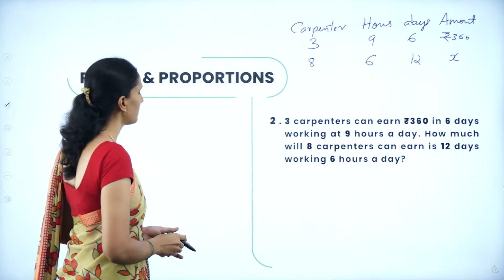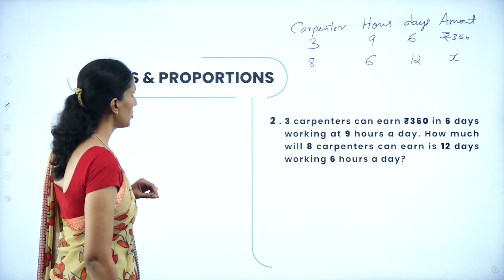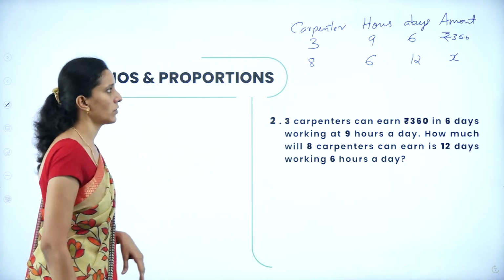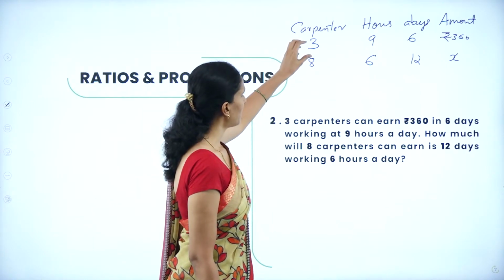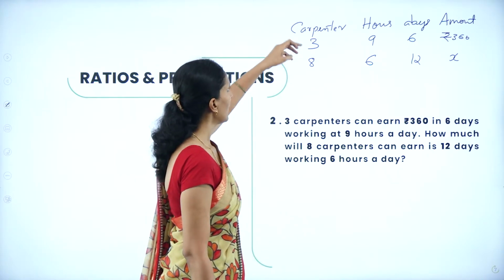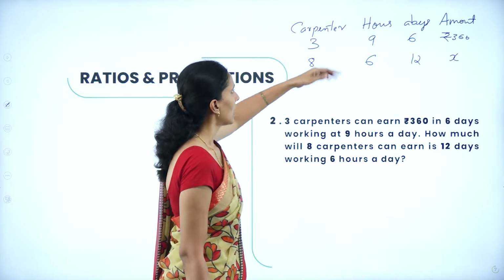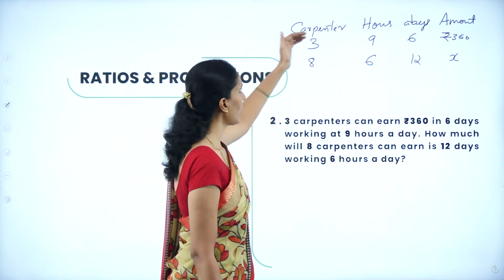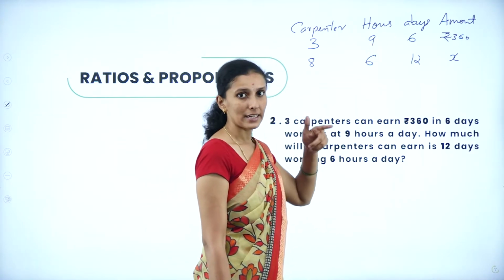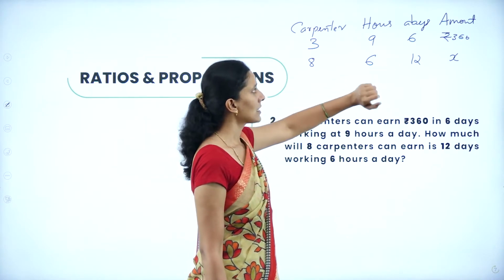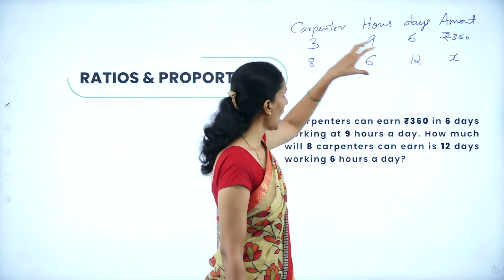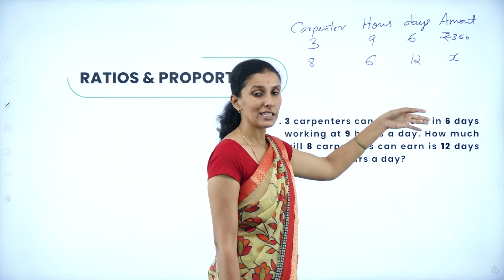So what happens here? You can see the ratio is in the form of 3:8, 6:12, 9:6, 360 is to x. Here, the 3 carpenters work 9 hours in 6 days and get the amount as 360. As the number of carpenters increases, the number of hours decreases, so they vary directly. Similarly, when the number of carpenters increases, the number of days is increasing, so it varies inversely. The amount for 3 carpenters is 360 and the amount for 8 carpenters will be more, so they vary directly.